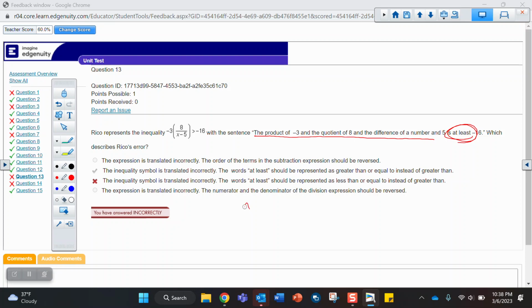But when we say at least, that actually means greater than or equal to, because it can be negative 16 or greater. When we say at least, that means the smallest it can be is negative 16. So it can be negative 16 or it can be greater. Similarly, when you see the words at most, that actually means less than or equal to. So for the correct answer, the inequality symbol is translated incorrectly because at least should be greater than or equal to instead of just greater than.